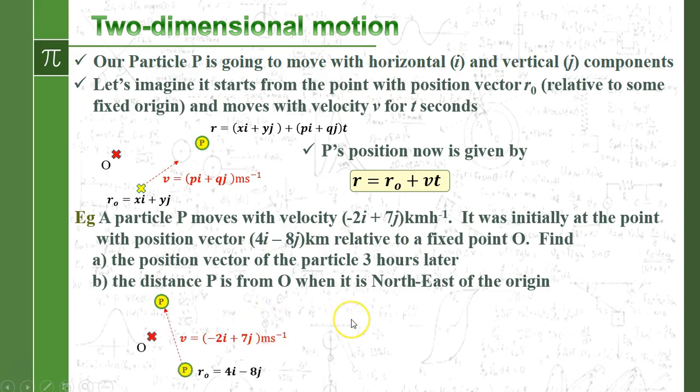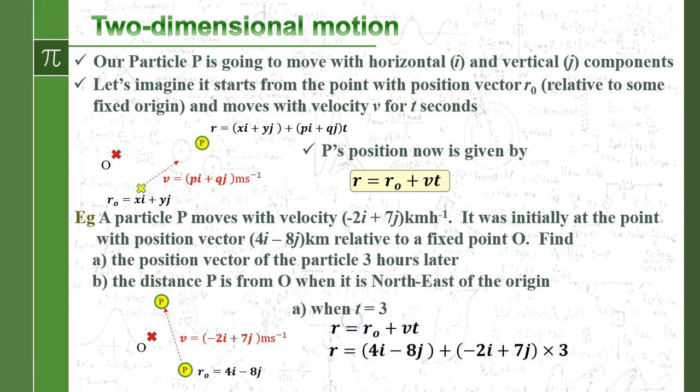So here we go for part A. Again, I always like a diagram to get my head around what's going on. So that's what's going on there. When t equals 3, we've got our equation there, r equals r0 plus v times t. Let's just plug t equals 3 into there with the relevant information that we've got. And clearly there's our position vector, r is -2i + 13j.